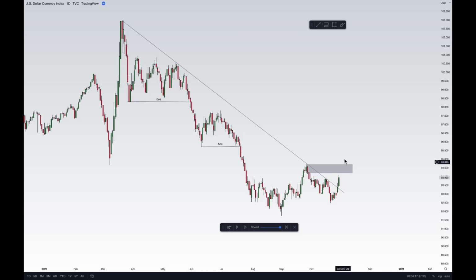I still have that unmitigated demand right there. Now, the only time I can start looking for buying opportunities in this market is if the market violates my supply. The market takes out my supply.